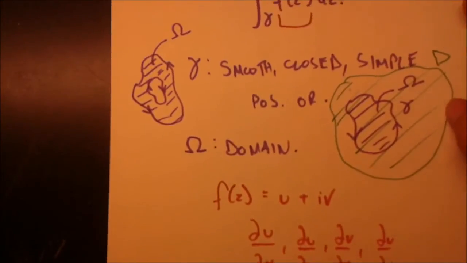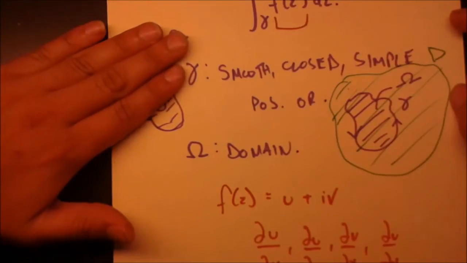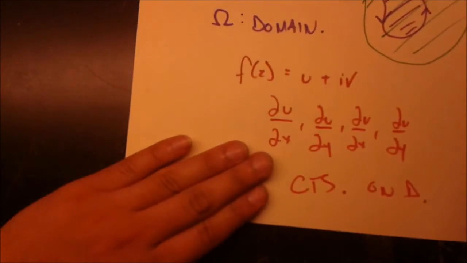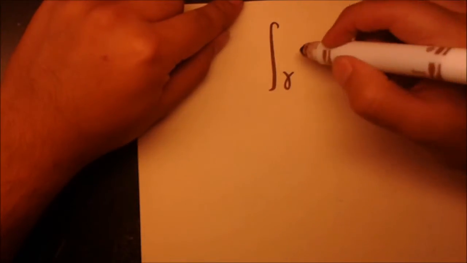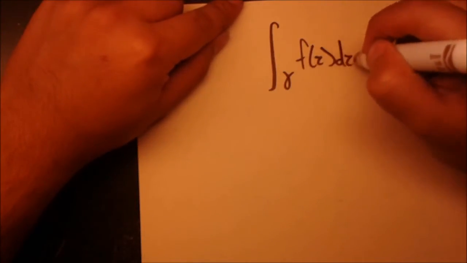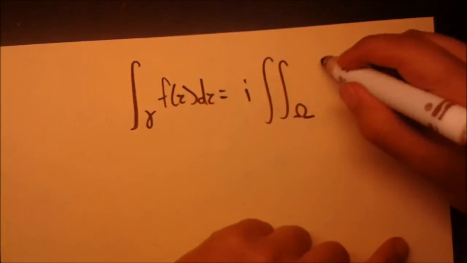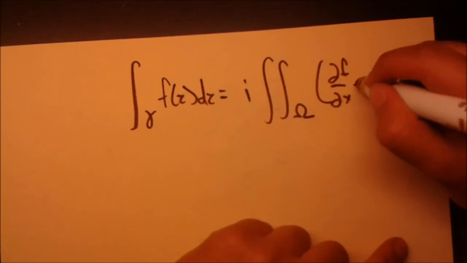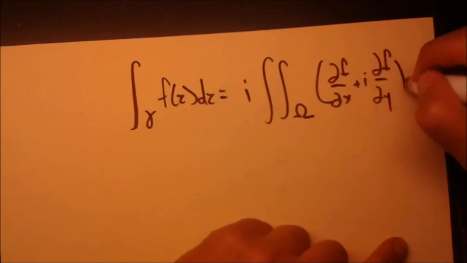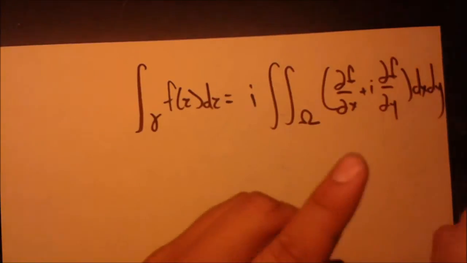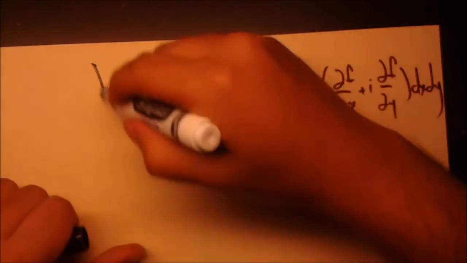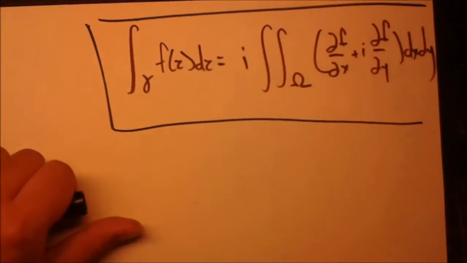So now, if all the conditions on this paper are met, so these conditions about gamma, this condition about omega, these partial derivatives being continuous, then we can formulate Green's theorem. We'll do it on the back of this paper. We'll write it pretty big. So Green's theorem says that the line integral over gamma of f of z dz is equal to i times the double integral over omega of (df/dx plus i df/dy) dx dy. Okay, so I'm going to put a giant box around it. And this is Green's theorem for complex variables.